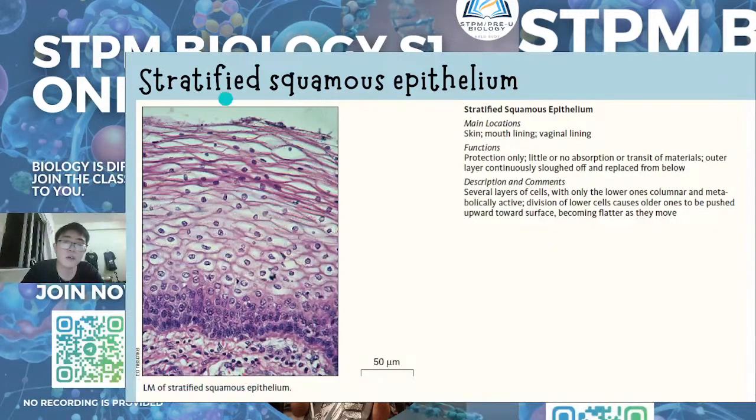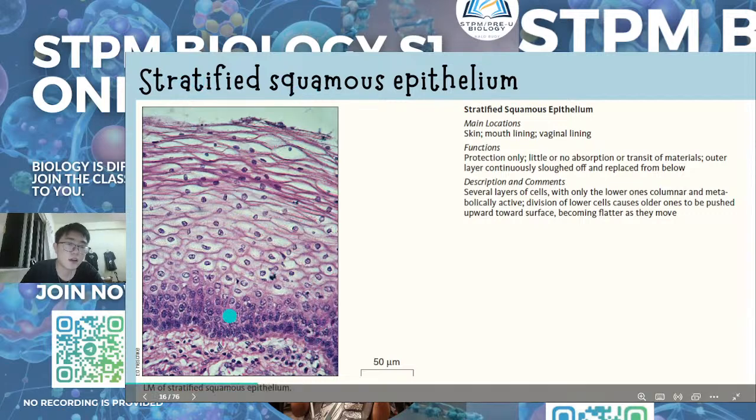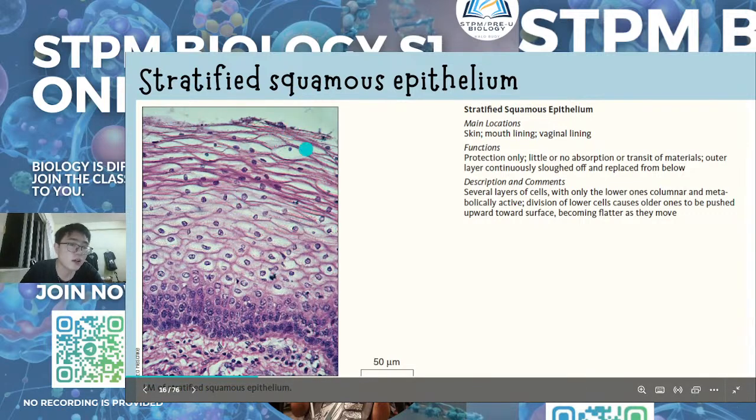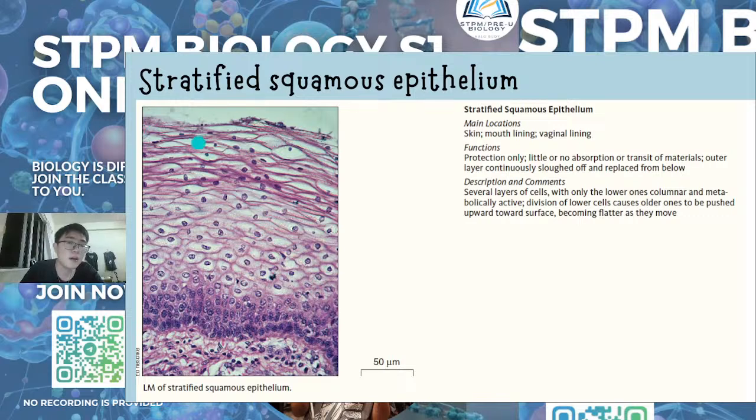So that's all. And then this is the microscope structure. If you see here, it has many layers. If you see the surface layer, it is more flat, because the older cells are pushed upward toward the surface and become flatter as they move. So the surface structure is more flat compared to the bottom one.